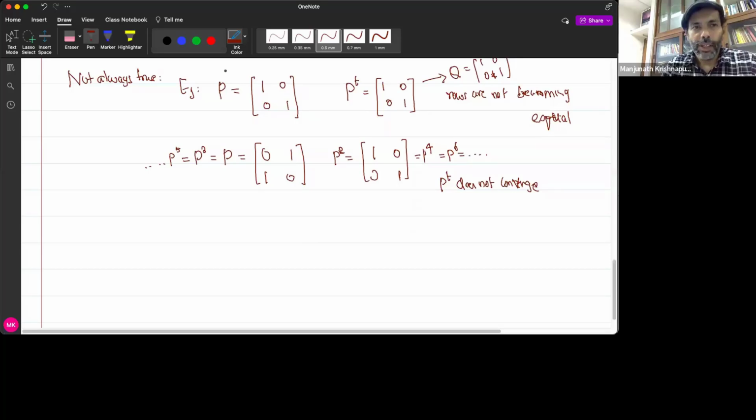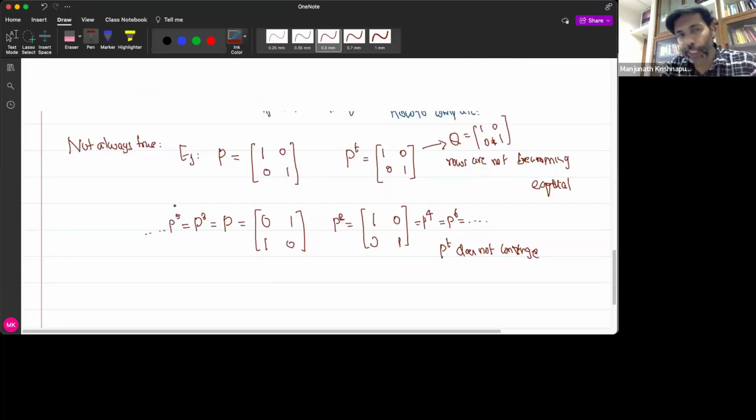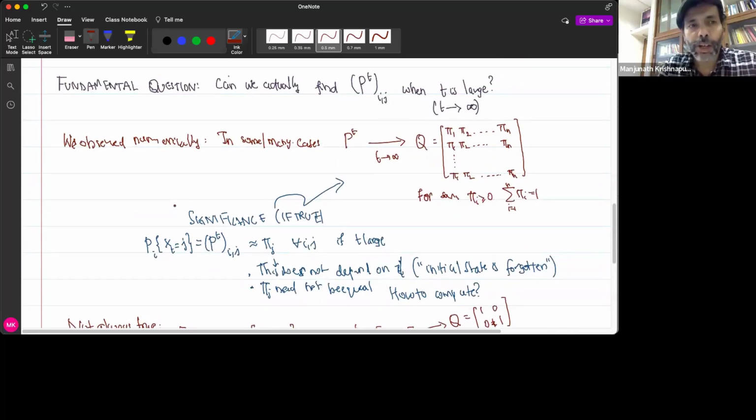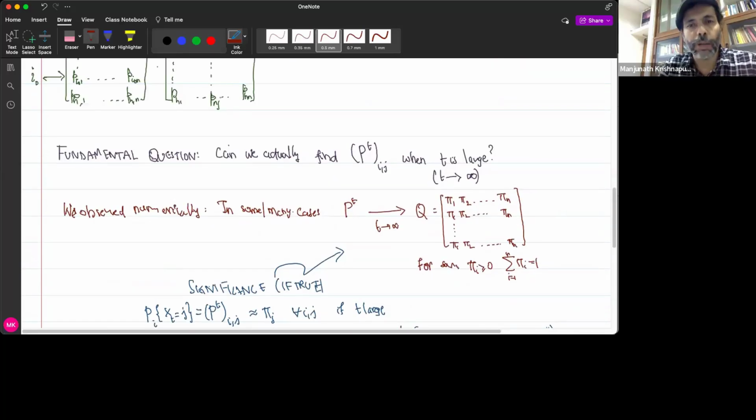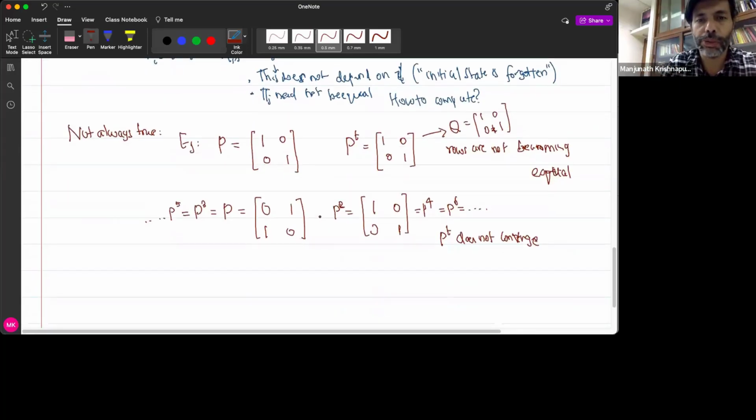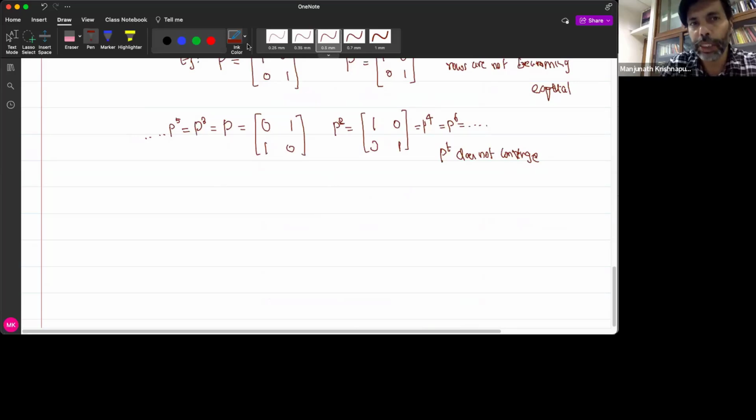Okay, so all that is the key thing. If you get nothing else in this entire course, this is the answer to this fundamental question that in many situations, I will give the answer later. In many situations, this P to the T converges to this Q. This is really the fundamental theorem of Markov chains that you should know and what it means. That's all. That's what you need to know. Okay. So let's do an example. Let's work out an example of a two-state Markov chain.